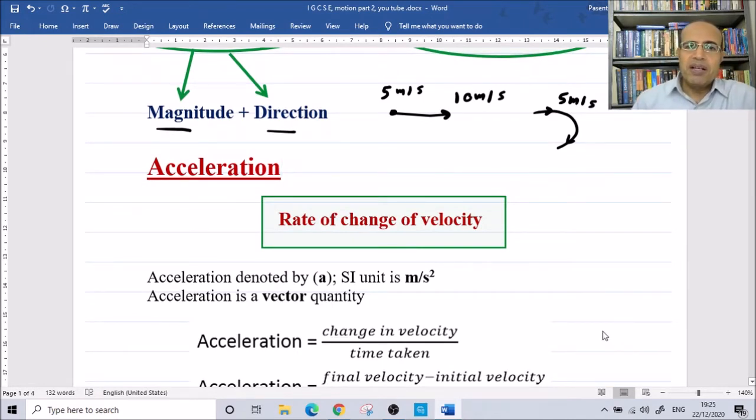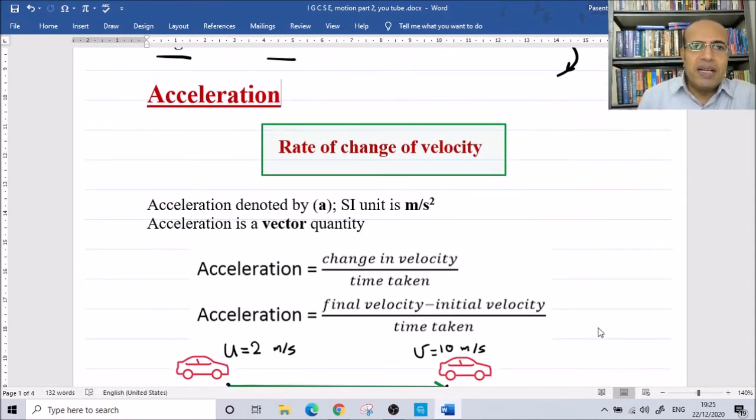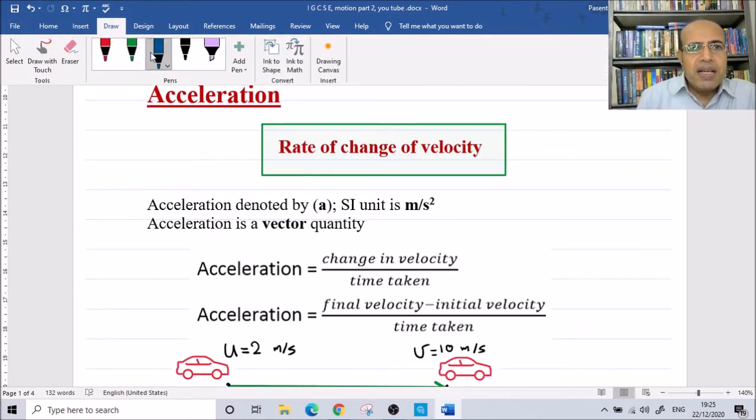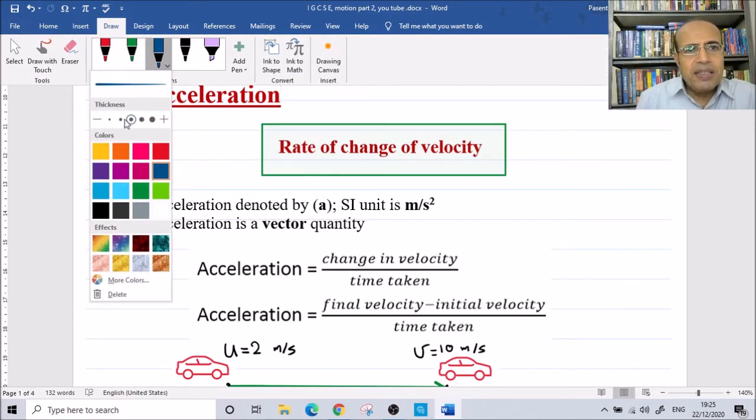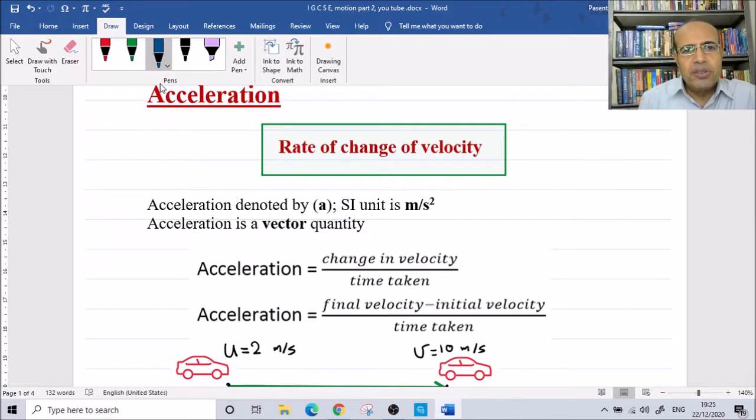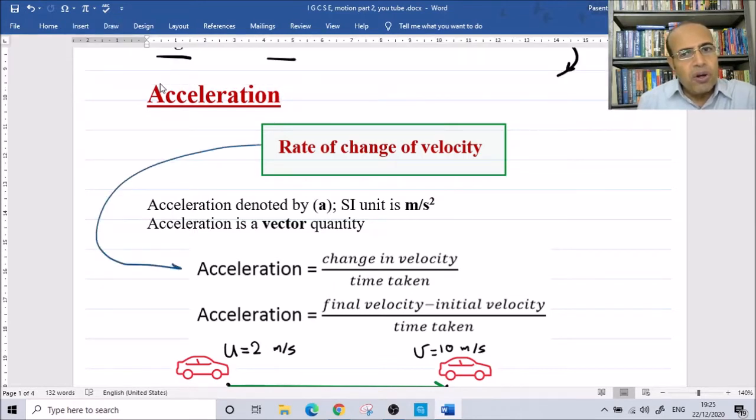Now, remember from the definition, acceleration is the rate of change of velocity, so it is the change in velocity over the time taken. What do you mean by change in velocity? It means the final velocity minus the initial velocity, over the time taken.